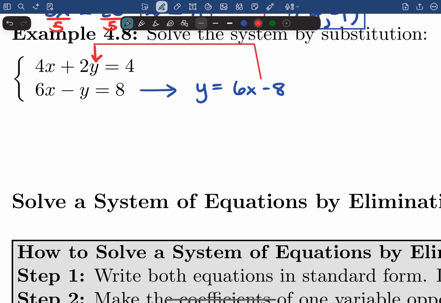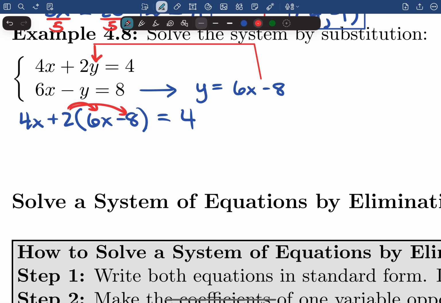So rewriting the first equation, I have 4x plus 2 times y, which is 6x minus 8, substituting, equals 4. And what's so great about substitution is it makes it so this equation only has one variable, the variable x in this case. And now we want to solve this equation that we've created for x.